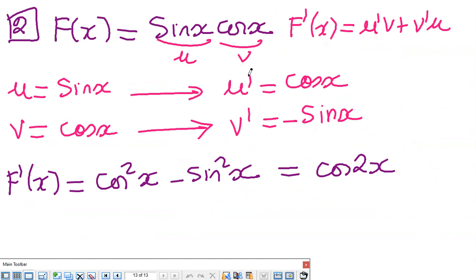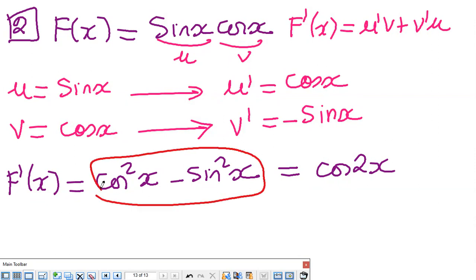And I have the last example. I have sine x times cosine x. It's u times v, so u prime v plus v prime u. If u is sine, what's going to be u prime? Cosine. V is cosine. V prime is minus sine. Now, u prime v, so it's cosine squared minus sine squared. And this one, also the formula we know from the preceding lesson.